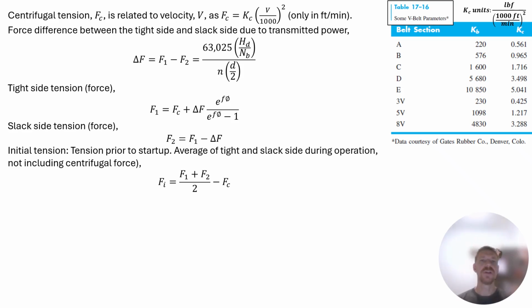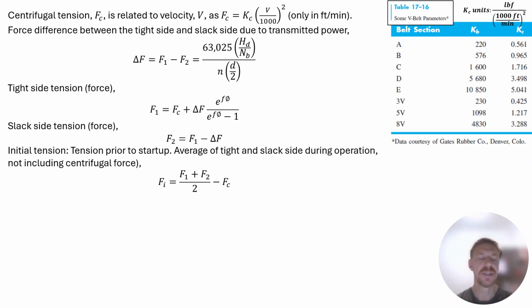And it's related to the velocity. It's related F sub C, so the centrifugal force or tension on the belt equals a K sub C factor that we get from the table that you see there, table 17-16, times the quantity V over 1000 squared, and that can only be in feet per minute. Secondly, the force difference between the tight side and the slack side due to transmitted power, delta F equals F1 minus F2 equals 63,025. That's a conversion factor for the units of the design horsepower divided by the number of belts, divided by the RPM, and D over 2.